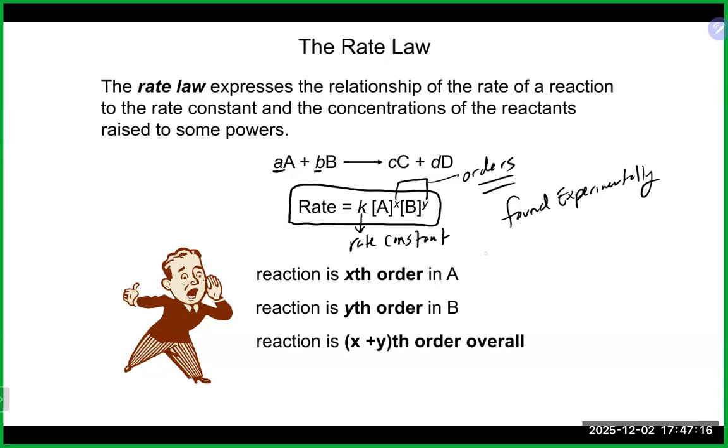The overall rate law as well, if you add up both of those orders, if you take x plus y, that gives you the overall order of a reaction. And rate laws only involve reactants. So as you can see here, it is just reactants that are involved in the rate law. No products are found in the rate law, so just reactants that are there. So what does the rate law help us understand?